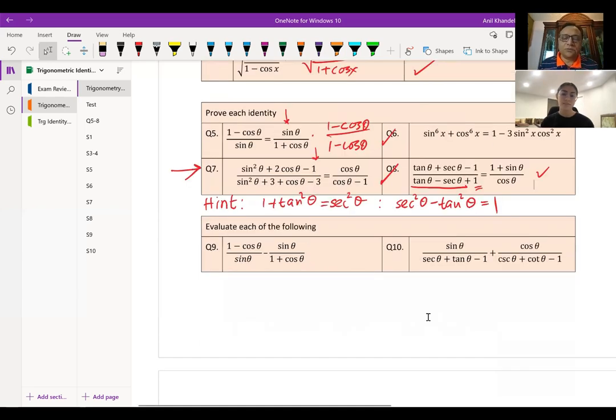Right. Question number 9. Okay, for this one, I think it's fairly simple. You can cross multiply and then simplify. Yes. Common denominator, right?